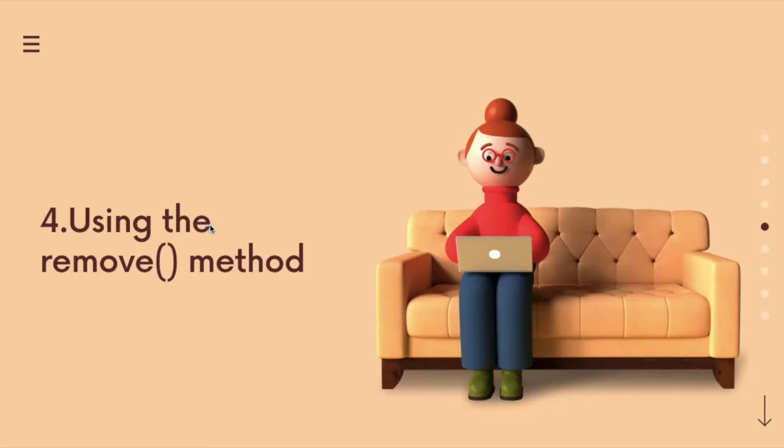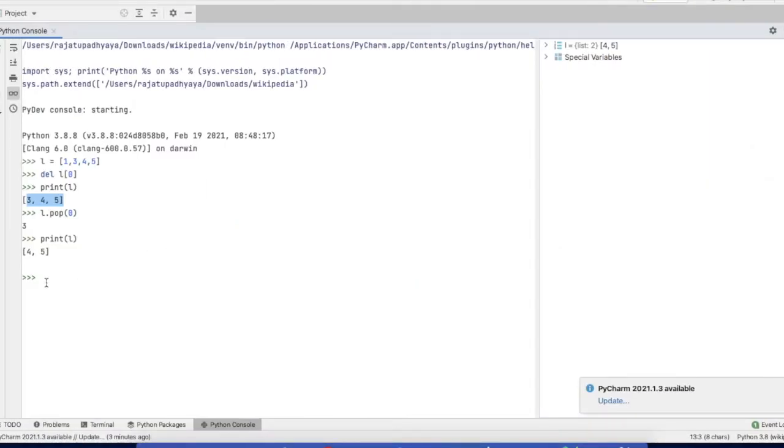Now the next one is using the remove method. How can you use the remove method here? Suppose I am taking another list which is like 1, 2, 3, 4. Here we just need to use remove, and here we just need to pass the element. The first element is 1 here. If we print L, you will see it removed the first element which was 1. So what is the difference between pop and remove? In pop we are passing the index number, in remove we are passing the element.